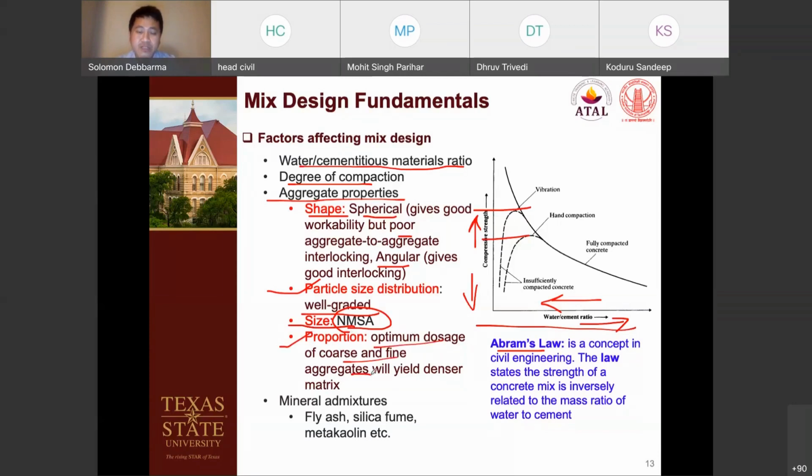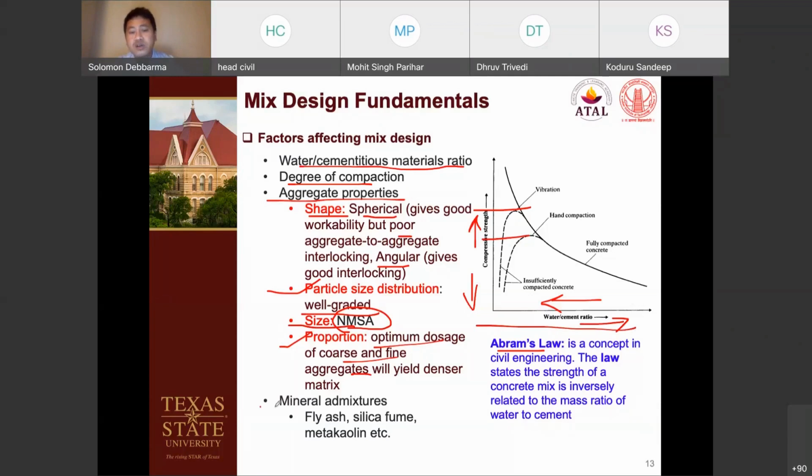For example, let's say if I increase the fine aggregate content from 0% to 40% or 50%, the voids will decrease, and if the voids decrease, it means lesser cement paste content, which means a lesser water cement ratio. But from research, it has been found that beyond a certain level, beyond 50%, if you increase the fine aggregate content, the voids will rather increase, right? So this is why we need to have an optimum dose of coarse and fine aggregates, which will yield a denser matrix.